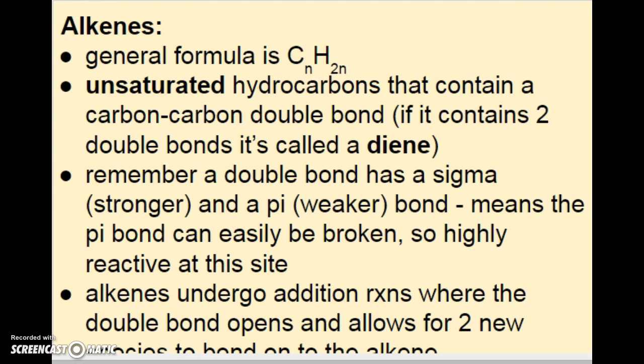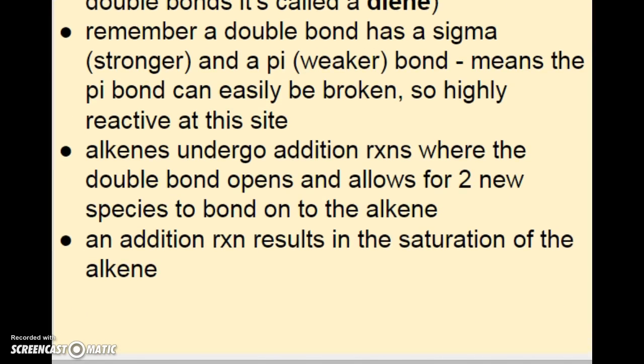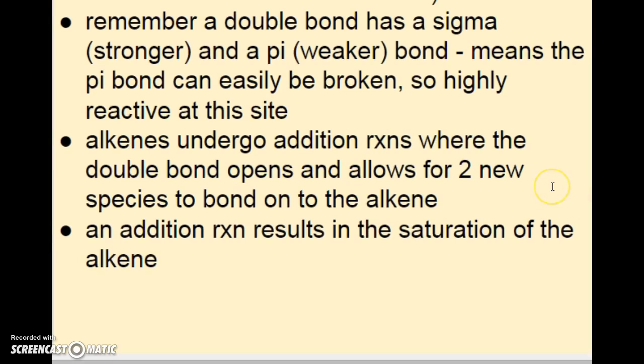And then the other thing to realize about alkenes is that that double bond is going to contain a sigma bond, which is pretty strong. It's the first bond formed. But then the pi bond, remember, is like a bun around the hot dog, and it has to form around that sigma bond. So it's going to be much weaker and more susceptible to being broken. So alkenes are going to be highly reactive where that double bond occurs.